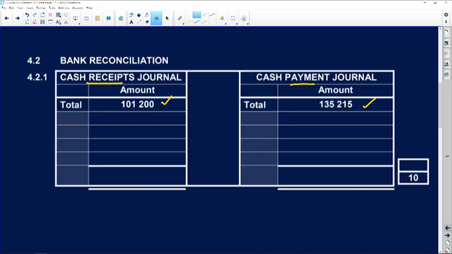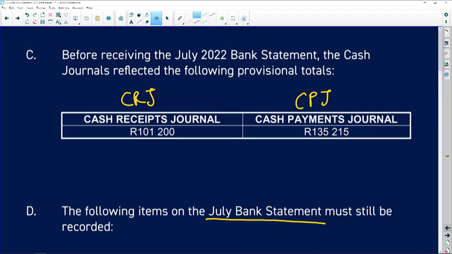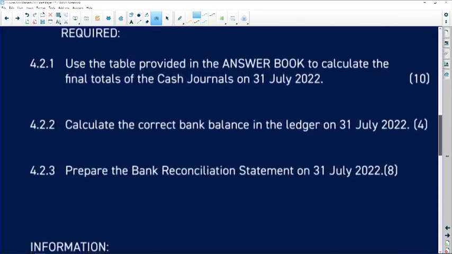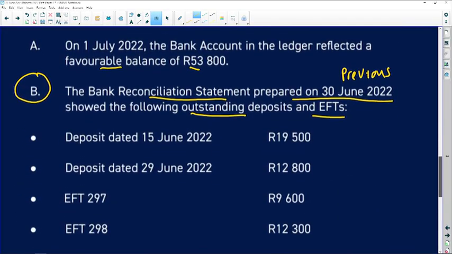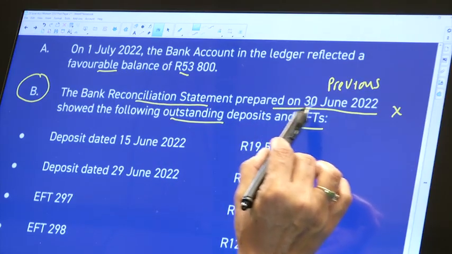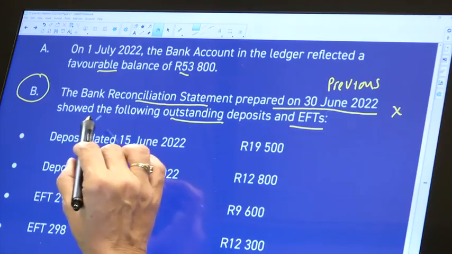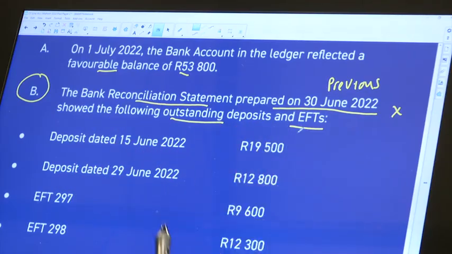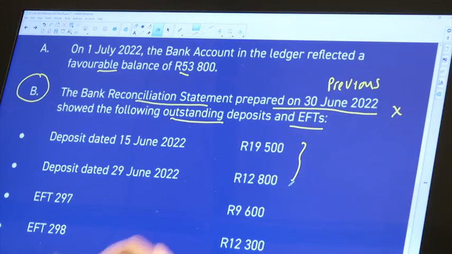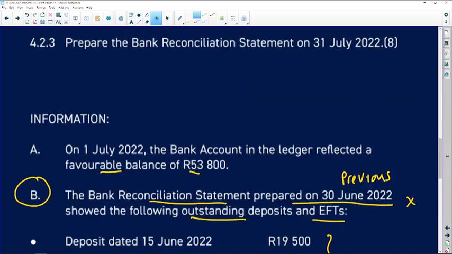So we're going to begin with our first bit of information, let's just scroll down. Right, in terms of the bank reconciliation statement for the previous month, this is my starting point. The bank recon statement prepared on the 30th of June 2022 showed the following outstanding deposits and EFTs. So from what I can see, there are 2 outstanding deposits from last month, and also there are 2 outstanding EFTs for whatever reason.